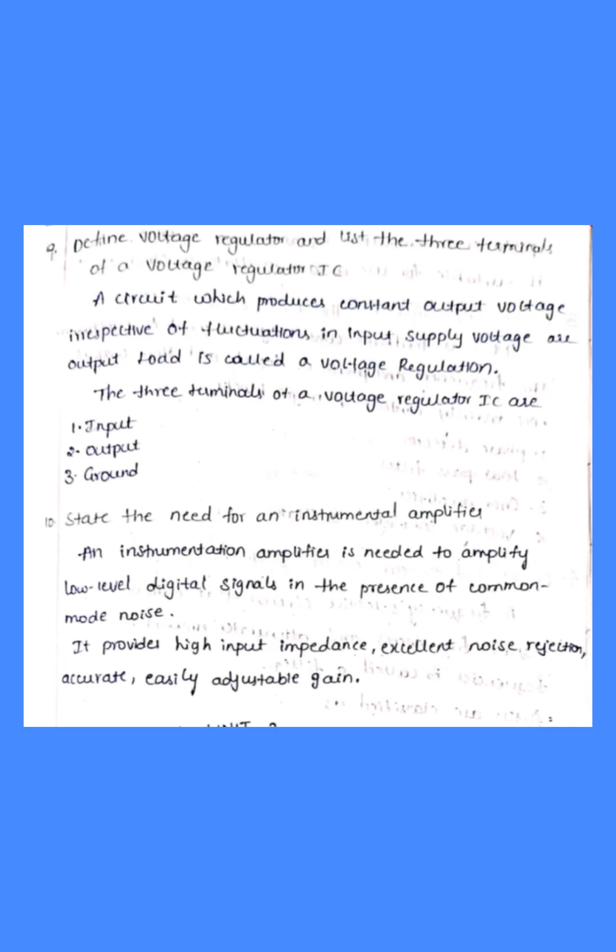Question number 10, state the need for an instrumentation amplifier. So what is an instrumentation amplifier? You mention first and you draw the diagram, then you write: an instrumentation amplifier is needed to amplify low level signals in the presence of common mode noise. It provides high input impedance, excellent noise rejection, and it is accurate, and it has easily adjustable gain.